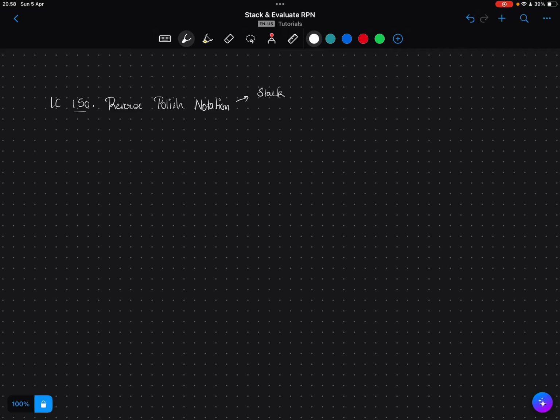Hey guys, today I'll be doing LeetCode 150, a medium question, Reverse Polish Notation. It uses the stack data structure. The biggest issue with the stack data structure is identifying the fact that it's a stack data structure.